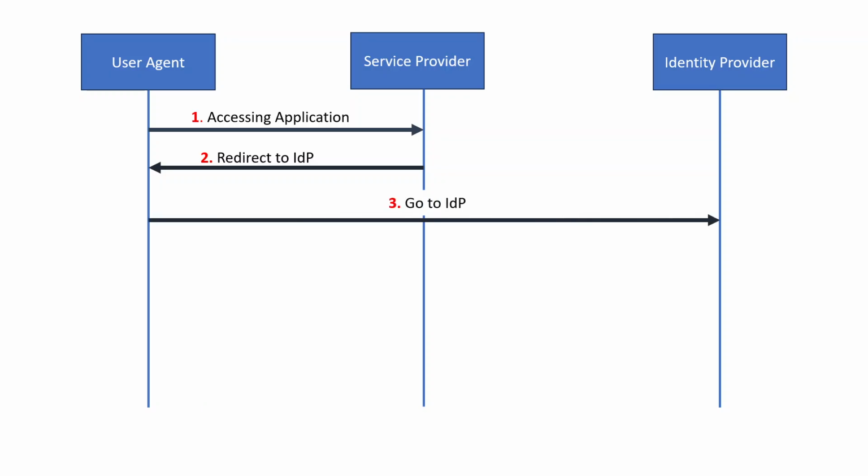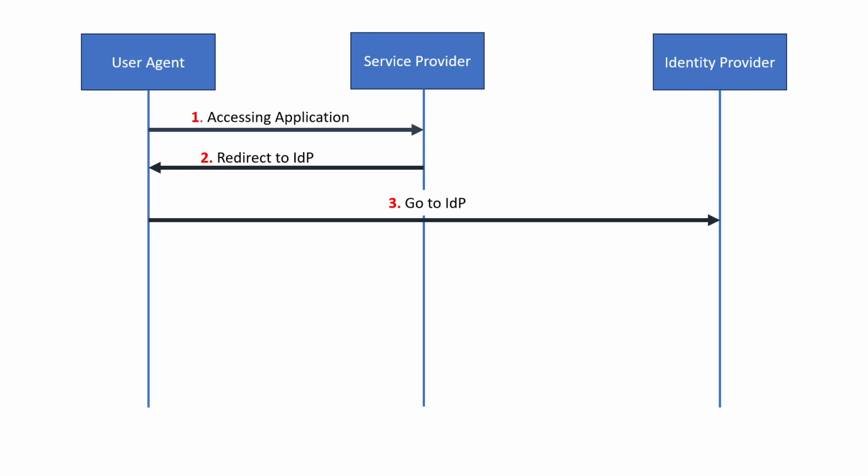Now our user agent would go to the identity provider, and there could be an implementation of an MFA code as well on the identity provider. So you have to enter your username and password, and then you have to enter the MFA code that is sent to your mobile device or somewhere else, and the complete authentication would be dependent upon the identity provider.